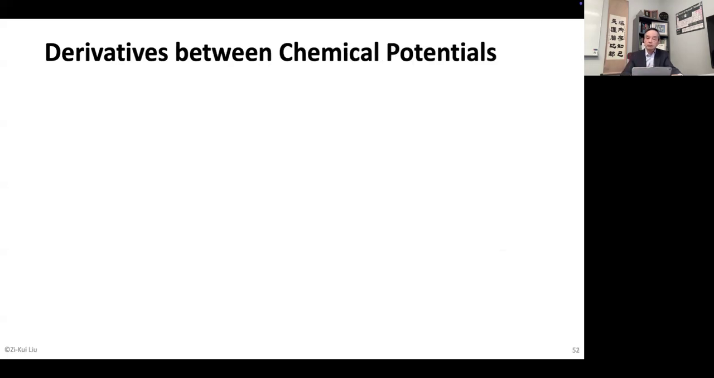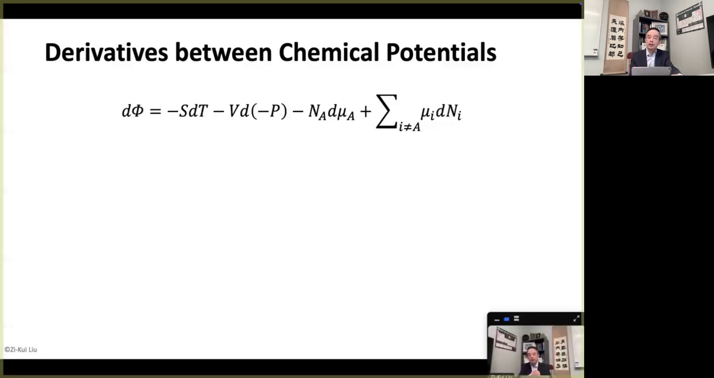Now we also want to talk about the derivatives between chemical potentials. In that case, we define another free energy. We call it the general free energy. It removes one of the chemical potentials to be a natural variable. So now we have three potentials as natural variables: temperature, pressure, and mu A. And for the other components, we still have the molar quantity, moles, as the independent variable, as the natural variable.